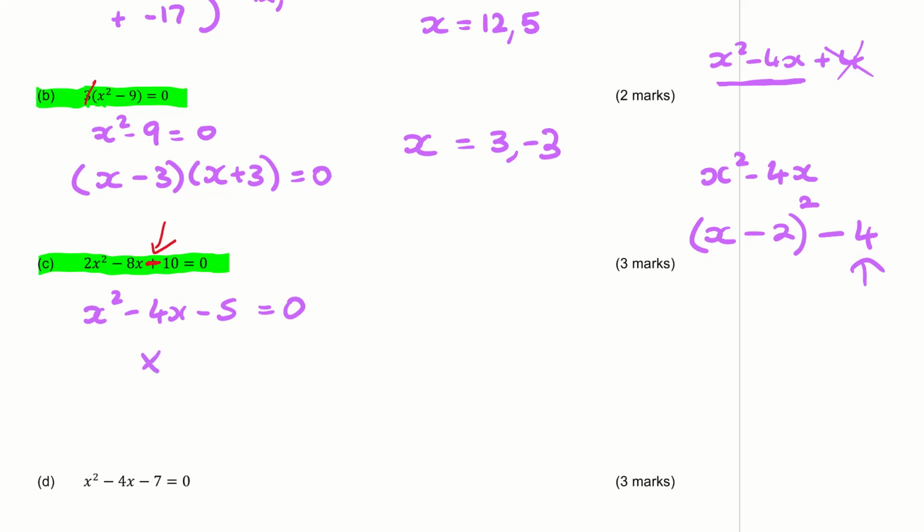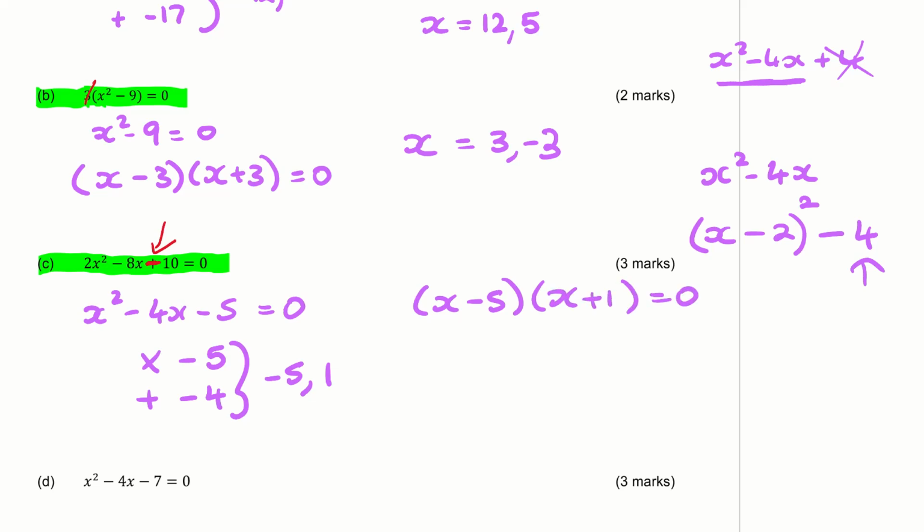So we're looking for numbers that multiply to give negative 5 and add to get negative 4. And so negative 5 and positive 1 will do that. And so we have x minus 5, x plus 1 is equal to 0, giving us x is equal to 5, or negative 1.